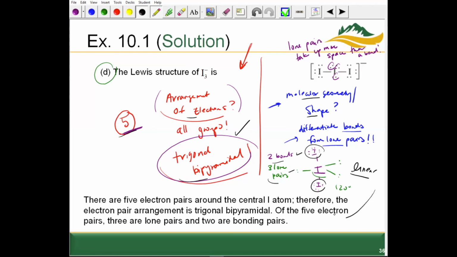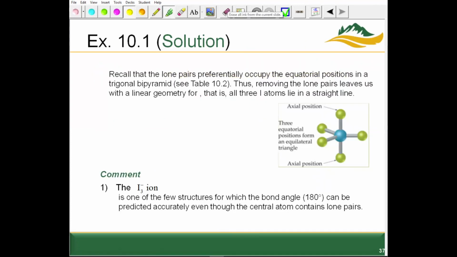So we'll look at this a lot more in the next part of chapter 10. And so I talked about this on the last slide, where lone pairs occupy more space than a bond. So lone pairs will preferentially occupy those equatorial positions. They can be even more spread out.